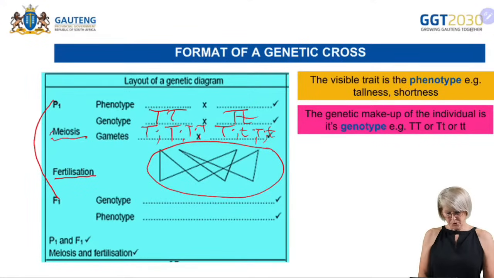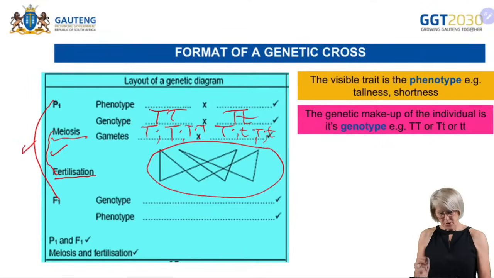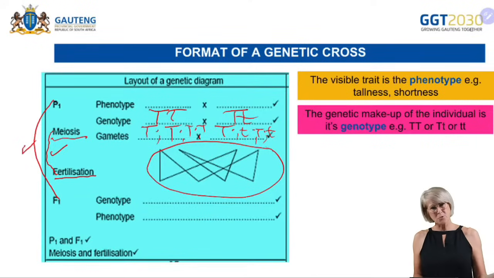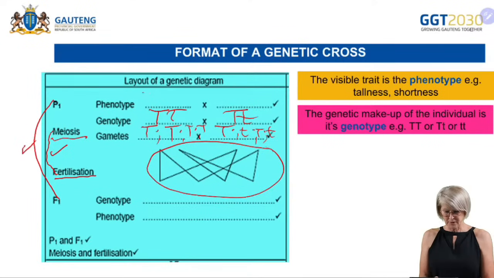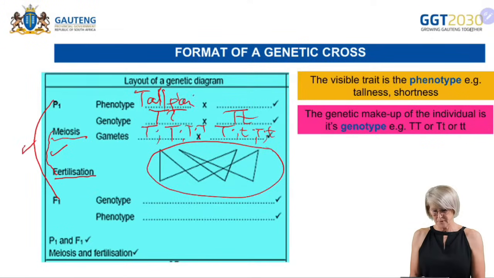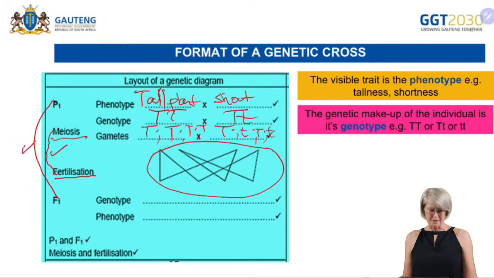So if I put those 2 in the correct place, I'm going to get a mark for meiosis and fertilization, and I'm going to get a mark for P1 and F1. And that is what I meant when I said you're going to get an easy 2 marks. The third place that you can get a free mark is usually in the question. They'll tell you a tall plant was crossed with a short plant. So I'm going to write the phenotype there. So I'm going to say tall plant and short plant. Okay, so there I've already got 3 marks out of 6 without actually doing very much.